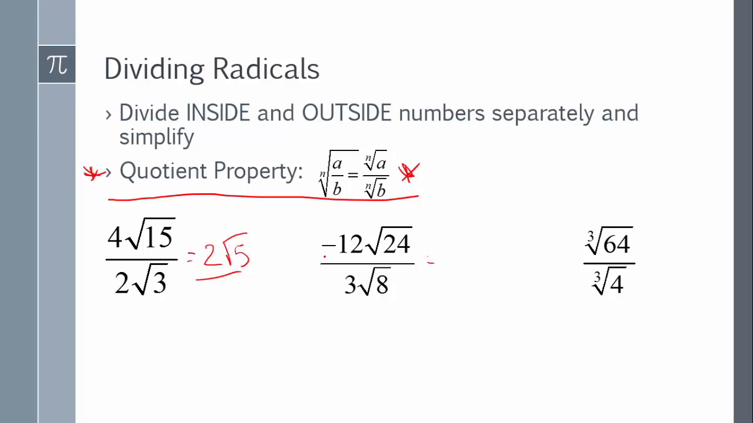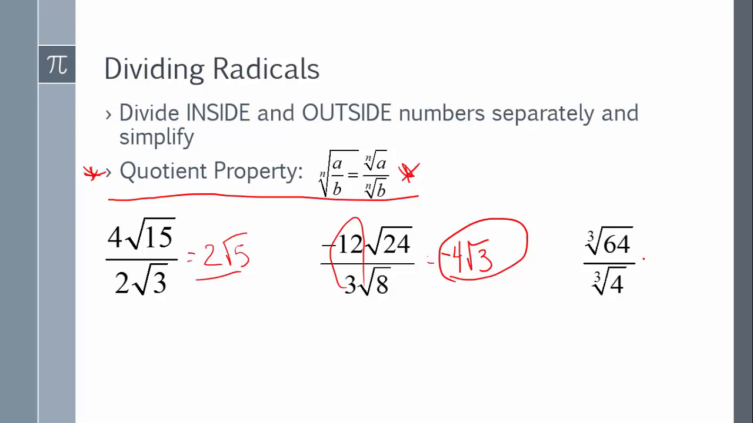Next example. Negative 12 root 24 over 3 root 8. Again, divide the outside numbers. That's negative 4. The inside numbers, 24 divided by 8 is 3. 3 is prime. Done. Don't have to do anything else.